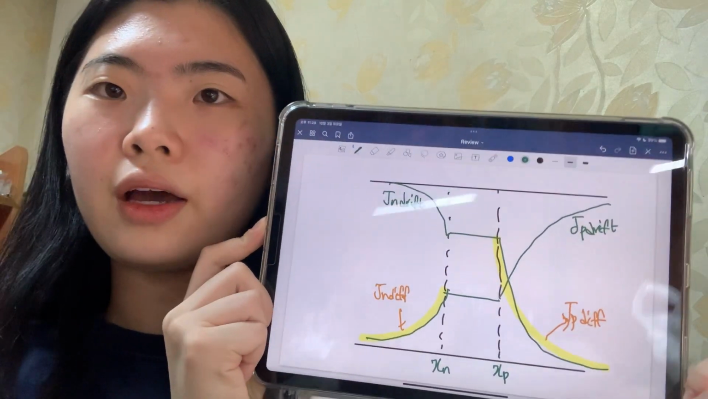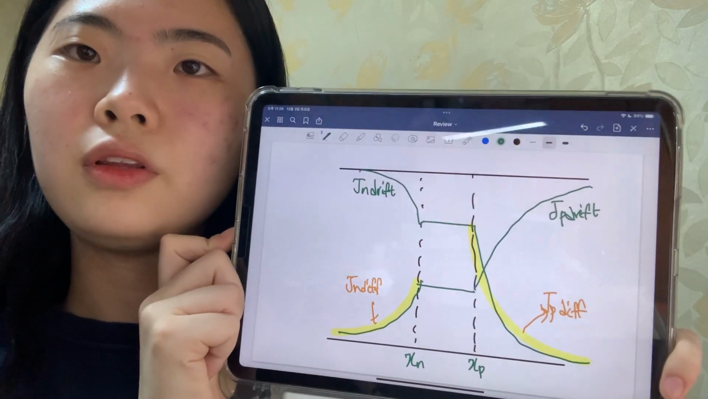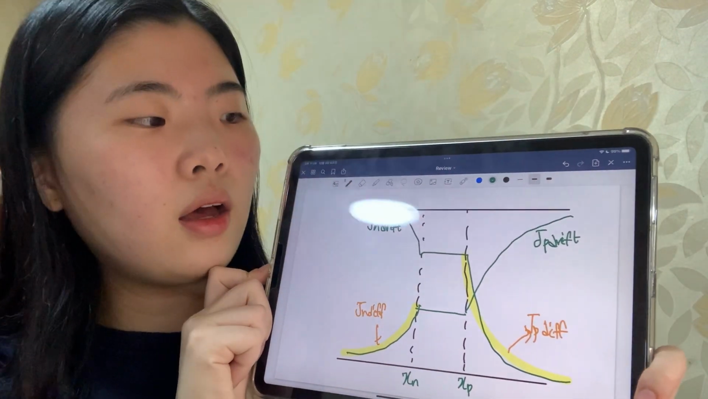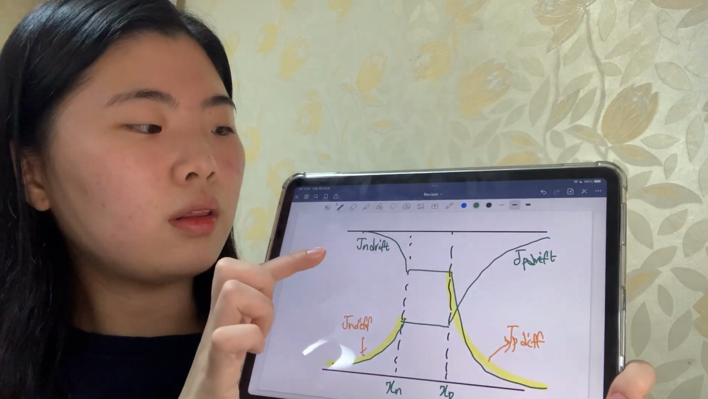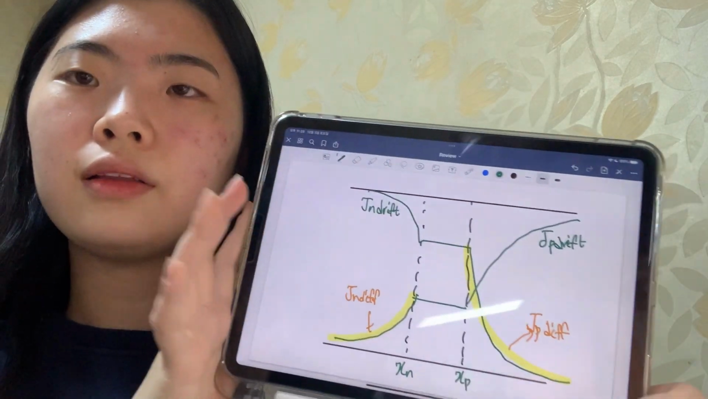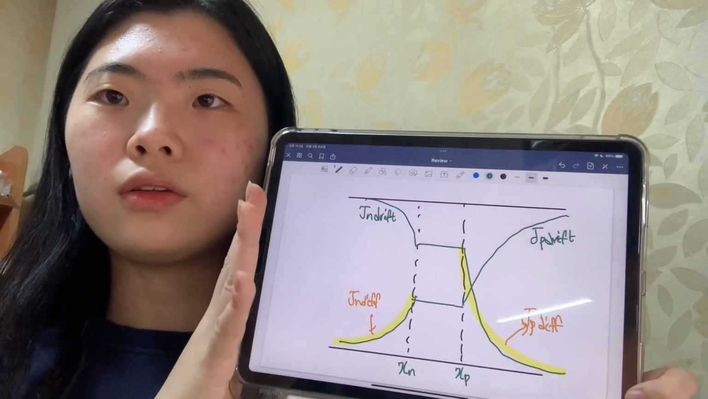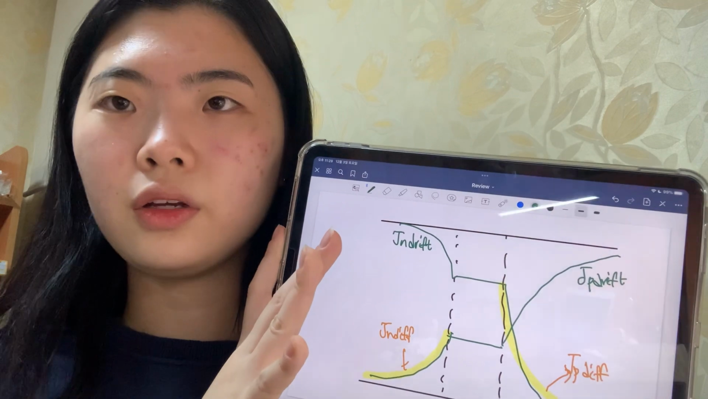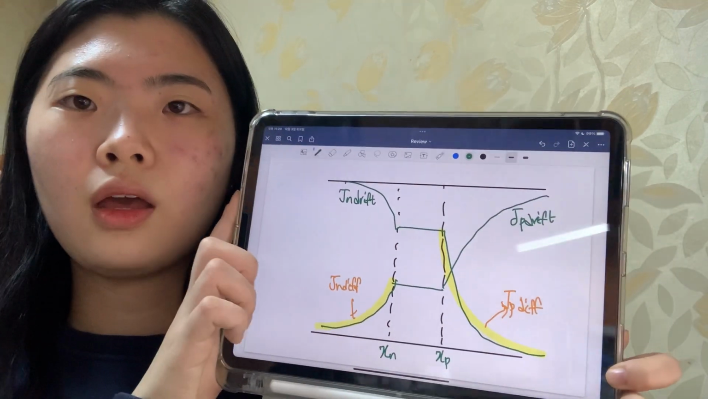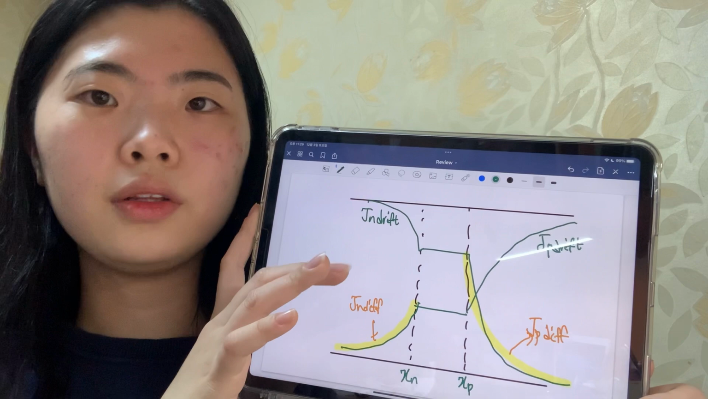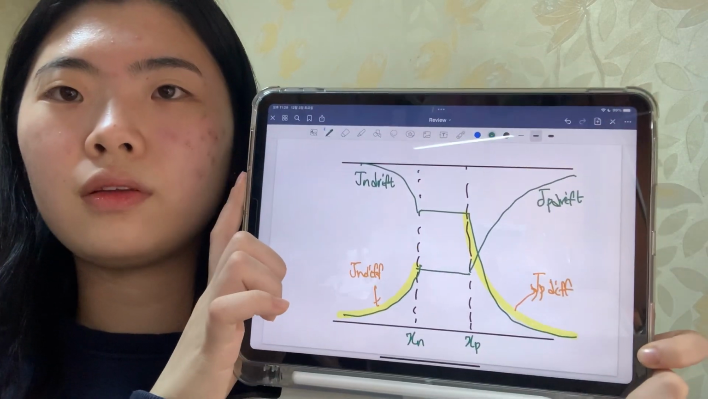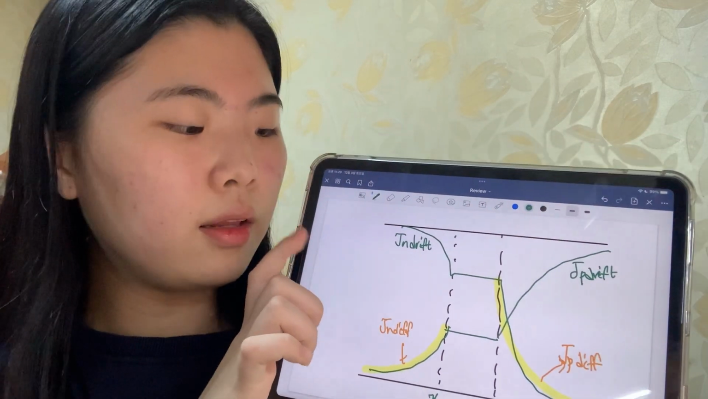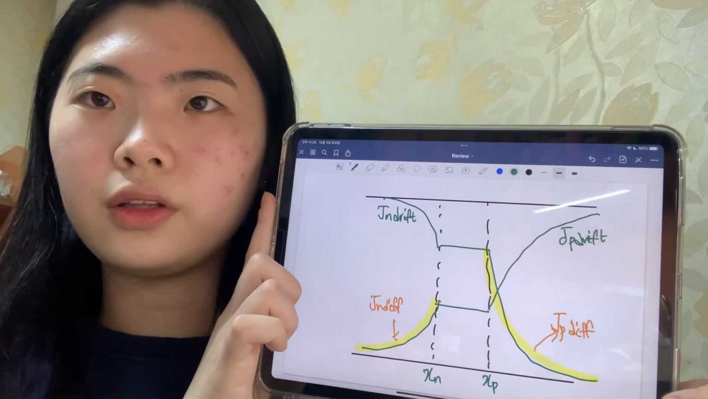Then let's talk about the diode equation. This is the current graph of that semiconductor we have discussed until now. The current is the sum of drift current and diffusion current. So I drew the drift current and diffusion current on this graph. The green line is the drift current and the yellow line is the diffusion current.